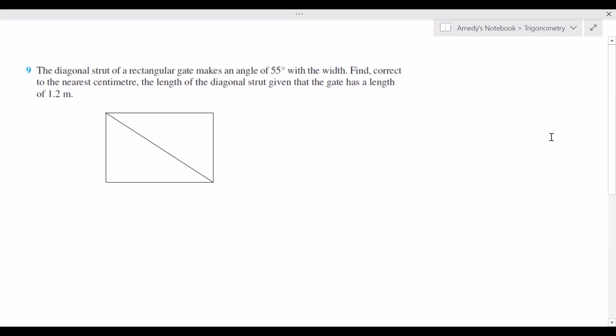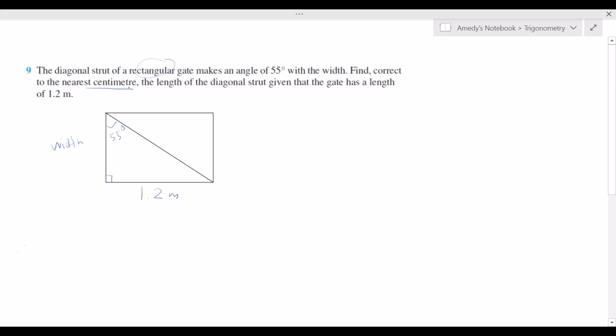Now, you have to put the question in a diagram, illustrate it so that you do not miss the important information, and it also helps you to clarify and recognize what is the right ratio to use. So first of all, it said the diagonals make 55 degrees with the width. So let's say this is the width, and then this the diagonals make 55 degrees. As a rectangle, that's why you have a right angle triangle. A rectangle is cut into two pieces of right angle triangle. And the length of the gate is 1.2 meters.